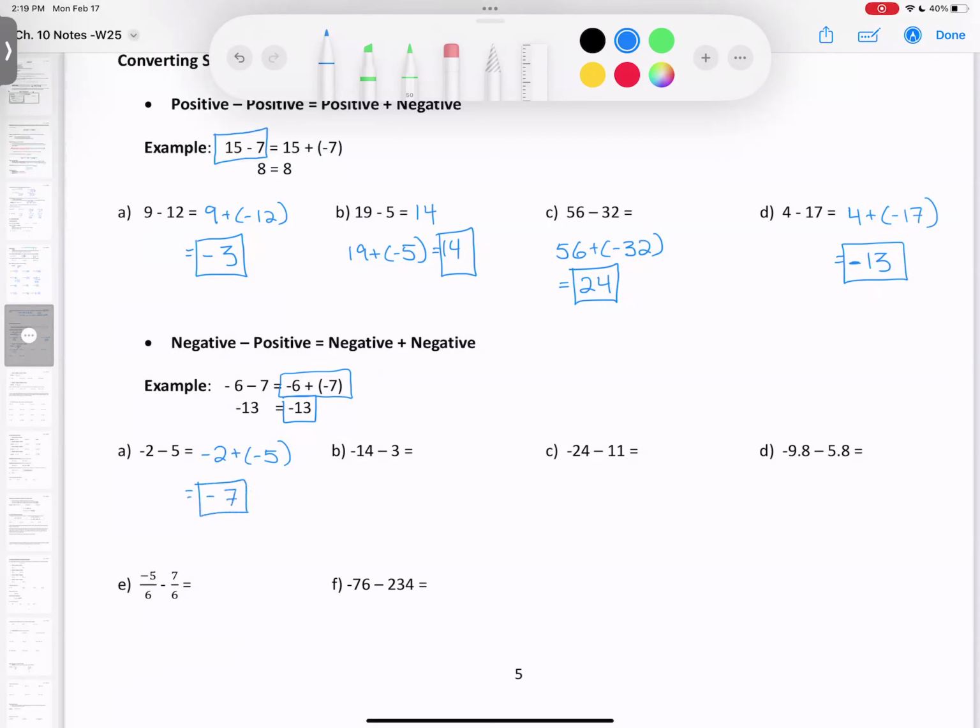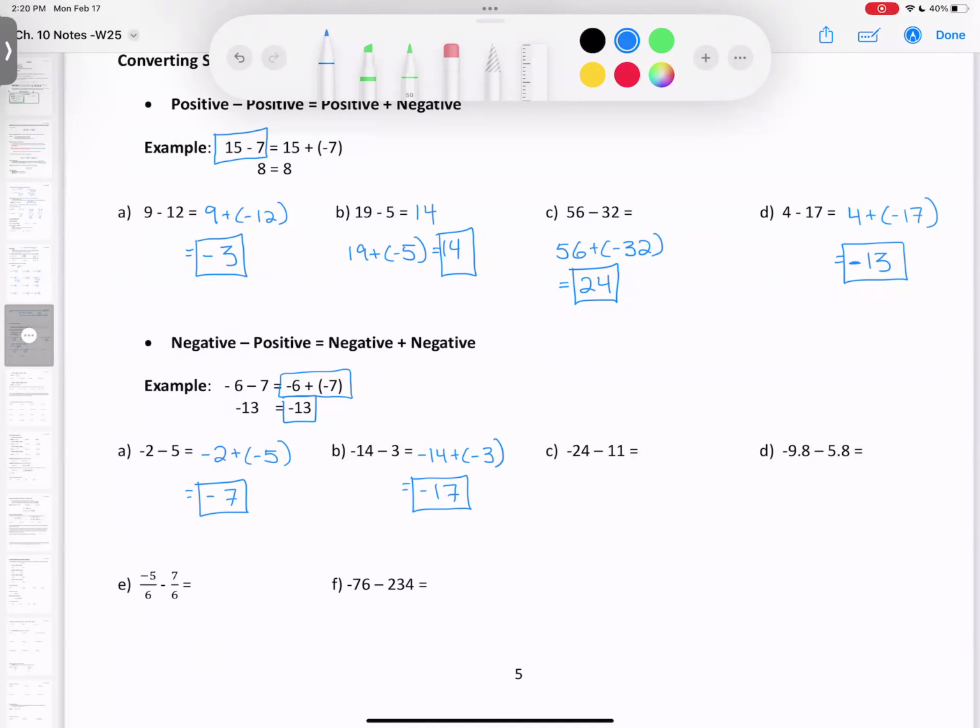Okay, so negative 14 minus 3. Again, if you want, you can reframe it as addition. You don't have to do the step. But that would be negative 14 plus negative 3. So we're adding two negative numbers, meaning we're going further into the negatives, and we end up with negative 17. So go ahead, pause this video, try the next two.